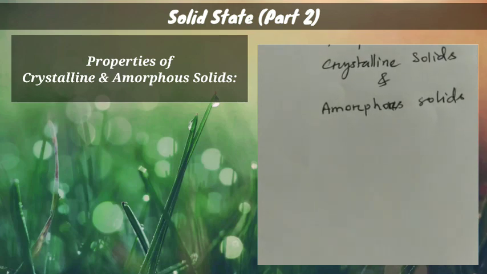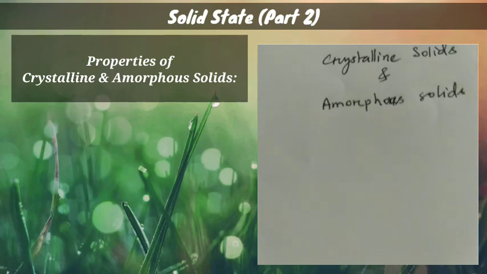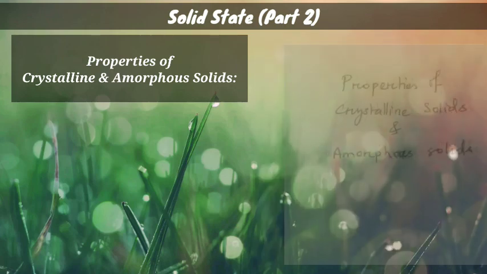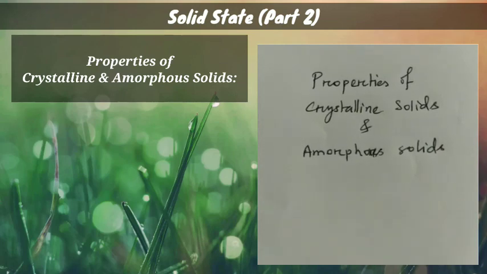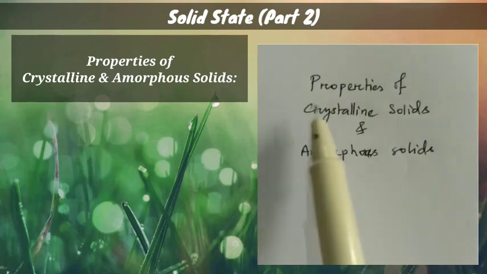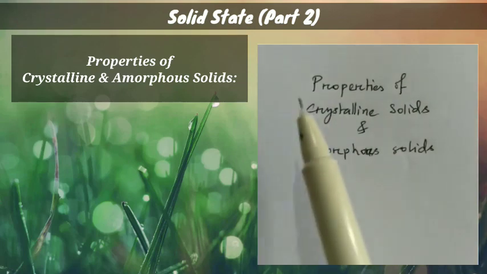Okay, and in physical chemistry we just try to explain these processes, inorganic processes or organic processes, mathematically. By using some mathematics we try to explain them. Coming to your main point, what are the properties of crystalline solids and amorphous solids? When we are talking about properties, we're going to discuss their physical properties.